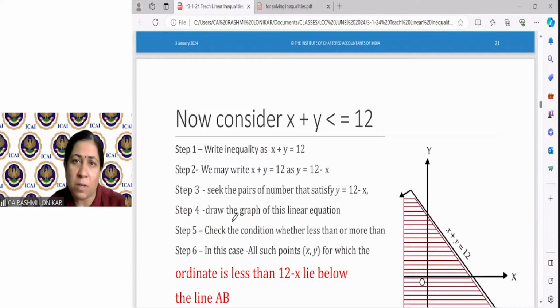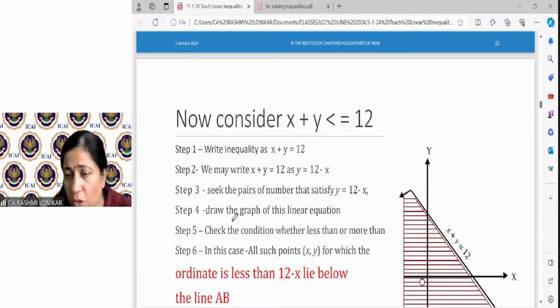And once I've drawn this graph, I'm going to take the first graph, that is x is greater than or equal to 0 and x is less than or equal to 6. Then I'm going to take the second graph, y is greater than or equal to 0, y is less than or equal to 7. And these two, I'm going to superimpose on the third graph that I'm going to draw just now. And then from there, I can find the feasible area.